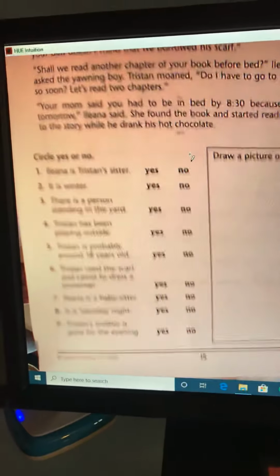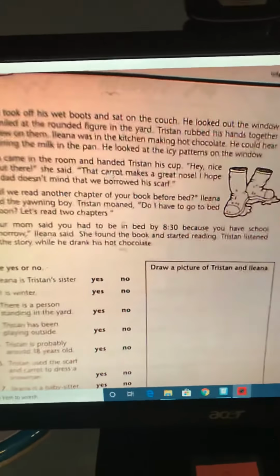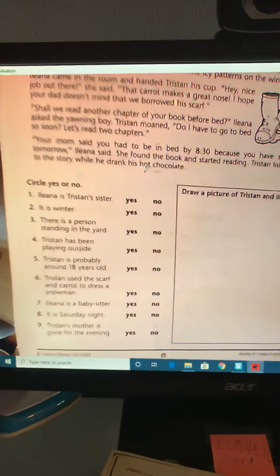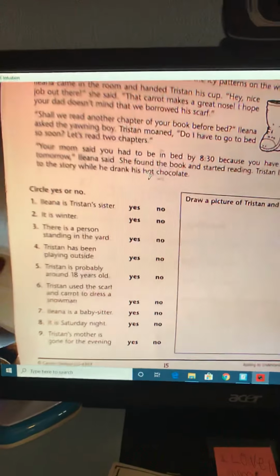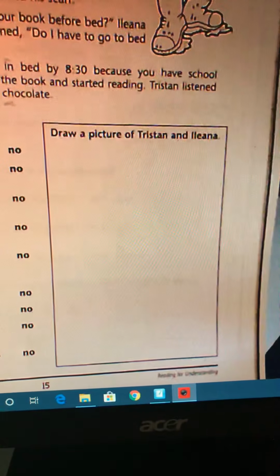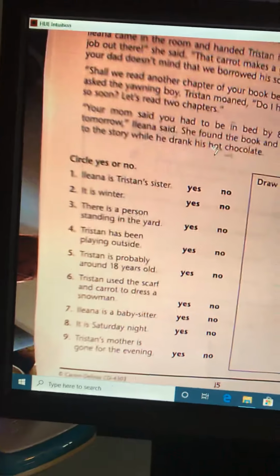Your reading for today looks like this. It is just a front side. It's called One More Chapter. You are going to read the story, and then you have 9 questions down here at the bottom, and you're going to circle either yes or no for each question. Your last task is to draw a picture of the 2 characters in the story. These are all dealing with inferencing.